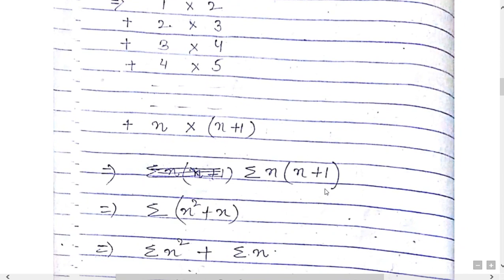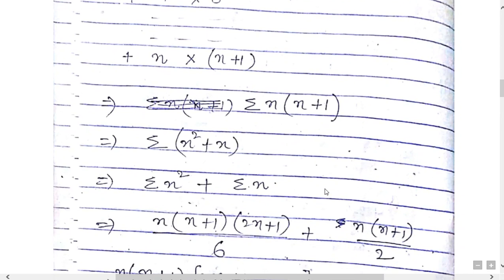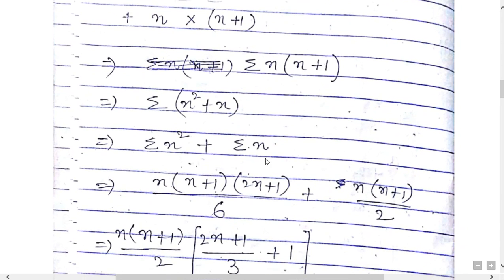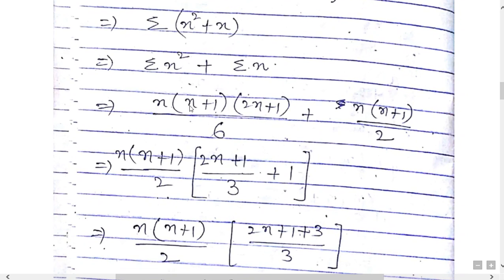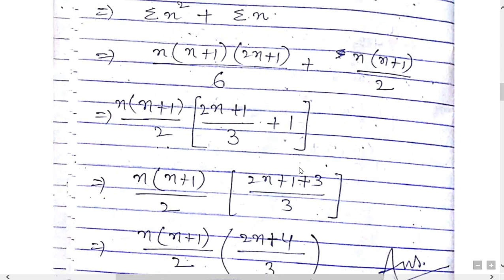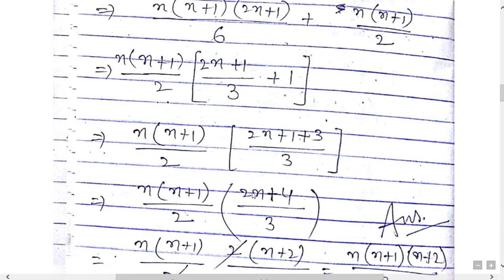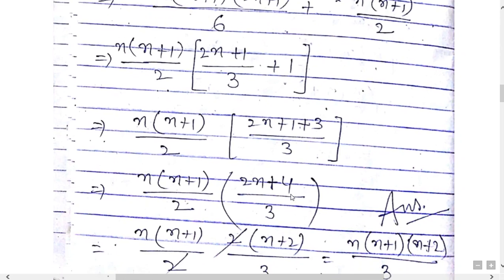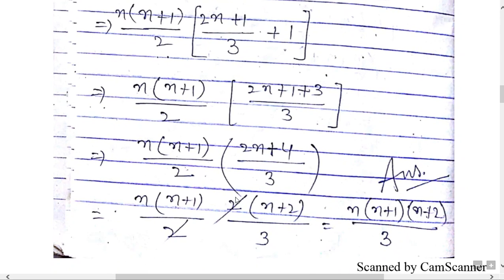Then apply the formula of summation. Then insert the value of sigma n square and sigma n. n into n plus 1 over 2 is common. Inside, 2n plus 1 over 3 plus 1. Then take LCM. And here 2 is common. You can cancel 2. And the answer is n into n plus 1 into n plus 2 divided by 3.